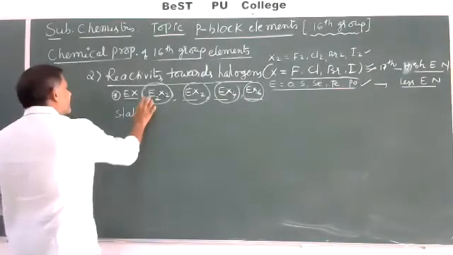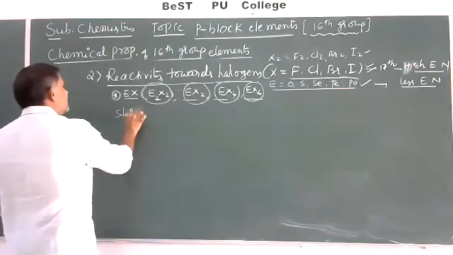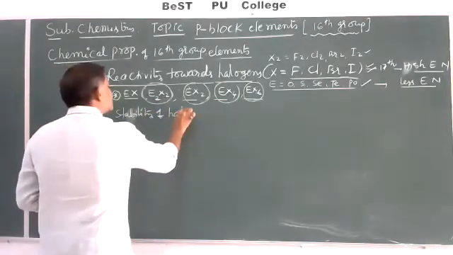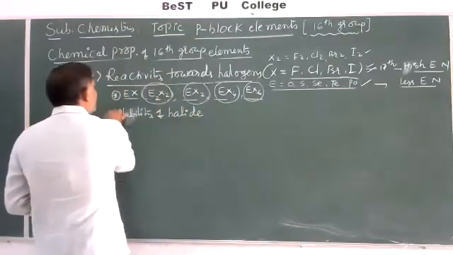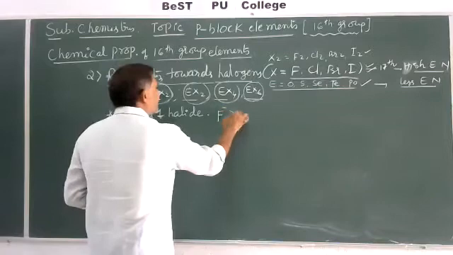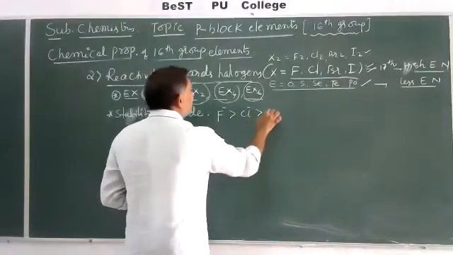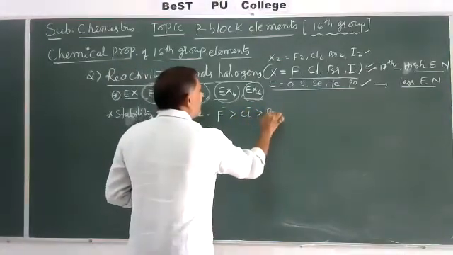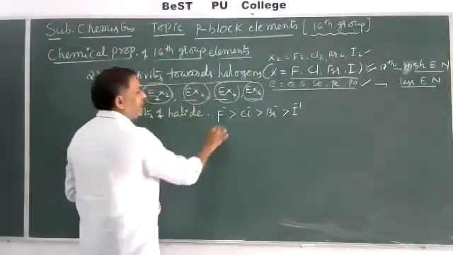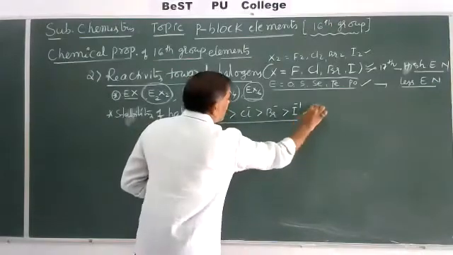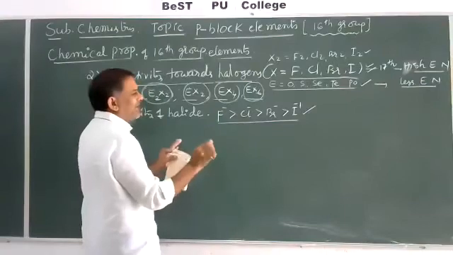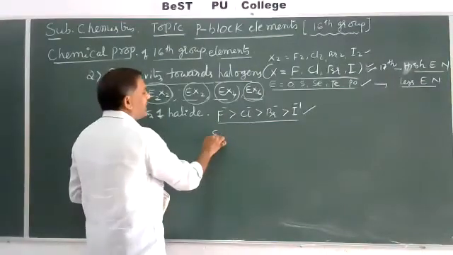halides. The stability of these 16th group halides is generally F minus greater than Cl minus greater than Br minus greater than I minus. This is very, very important. So which halide is more stable? I'll take one simple example.